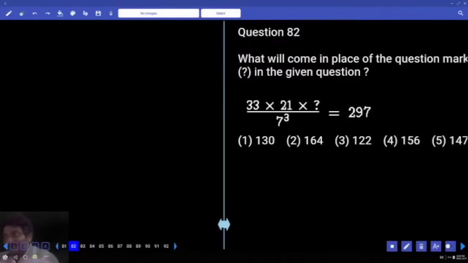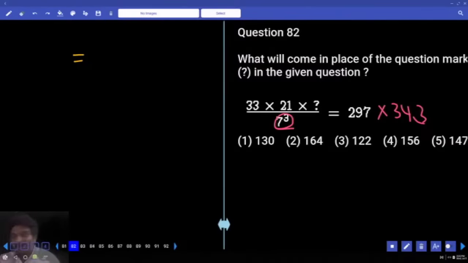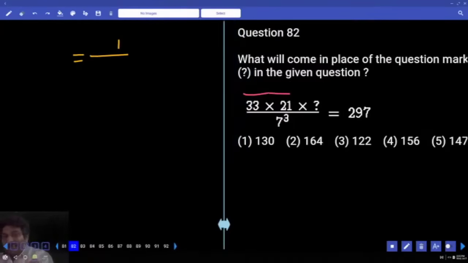All options are ending with different numbers. I am going to verify only last digit. 7 cube 343 goes to right hand side numerator and it becomes multiplication. Correct? Last digit verification. 7 into 3. Left hand side numerator 33 and 21 goes to right hand side denominator only. 33 and 21 product ends with 3. 3 into which number ends with 1? Then our answer should end with 7. Fifth option.